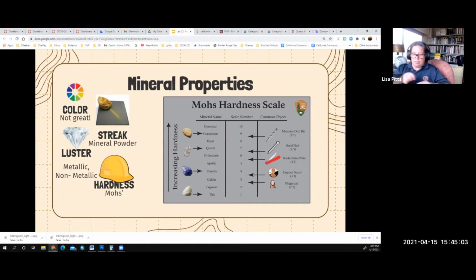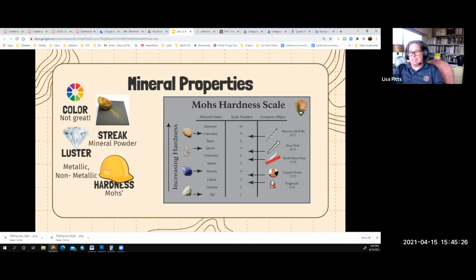If you took a diamond, you'd actually cut your fingernail pretty good. I don't recommend it, if you have one just laying around. Another great graduation gift for Miss Pitts is, you know, just send me diamonds. I'll put them in my kit so that I have them for the Mohs hardness scale test.